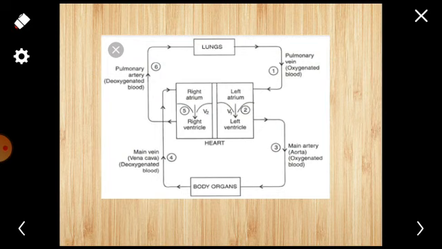As soon as the muscles of all the 4 chambers of the heart relax, the pulmonary vein brings the oxygenated blood from the lungs into the left atrium. So you can see, from the lungs this oxygenated blood flows through the pulmonary vein and comes into the left atrium. Immediately the left atrium contracts and the oxygenated blood is pushed into the left ventricle through this bicuspid valve.